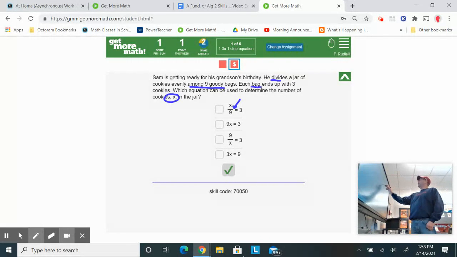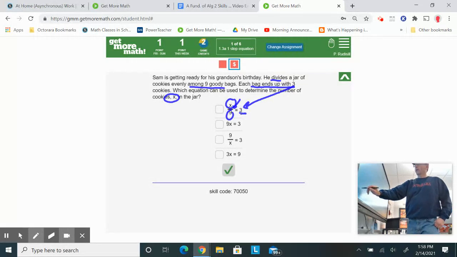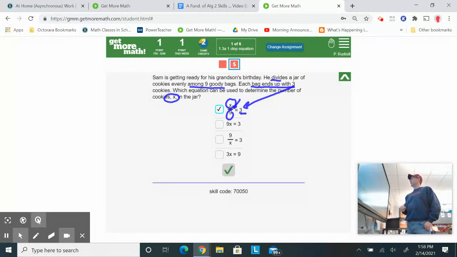And in each bag, he ends up with 3. We're supposed to use x as the number of cookies in a jar. So he started with how many cookies in a jar. He put them into 9 goodie bags. Each bag had 3. So that fits the very first example.